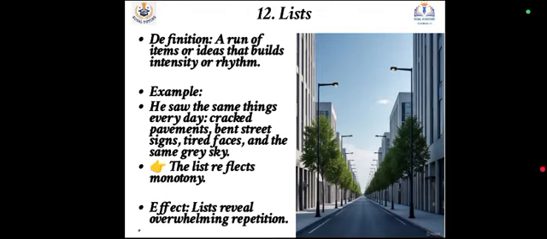Now the last one is listing. Listing is a run of items or ideas that builds intensity or rhythm. For example, he saw the same thing every day: cracked pavement, bent street signs, tired faces, and the same gray sky. The listing reflects monotony. Now, for effect, the writer uses listing to reveal overwhelming repetition.